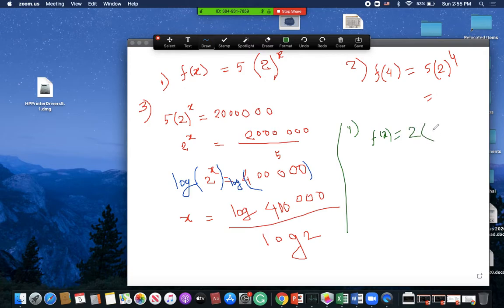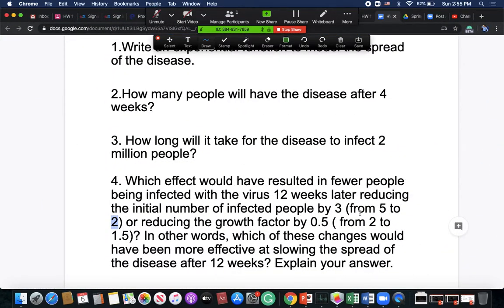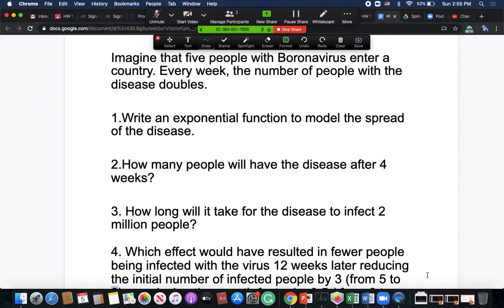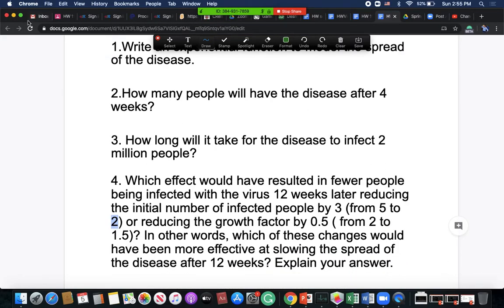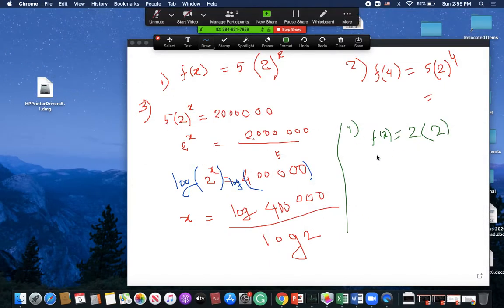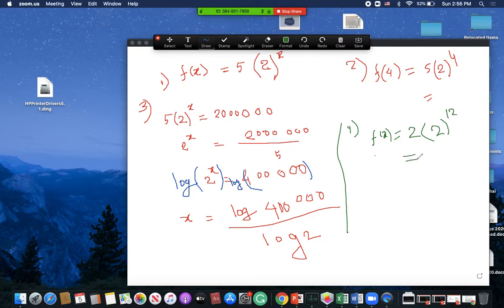They are saying instead of 5, if it starts with 2, then what will happen after 12 weeks? This is the math. After 12 weeks, and x represents the number of weeks. So after 12 weeks, we will put 12 here, then do this part of the math. So this will be f(12) equals, because instead of x, we are putting 12.